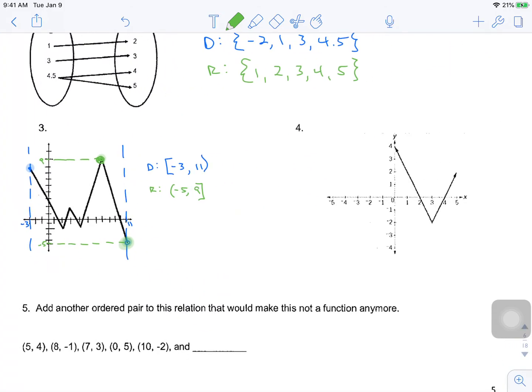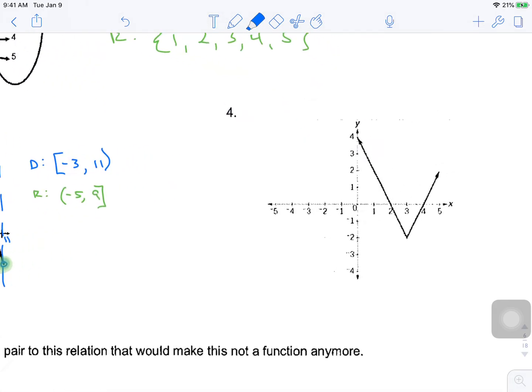Okay, why don't you go ahead and pause the video and try to complete number 4 with the domain and range. This is another continuous function, so it will have to be interval notation like we did in number 3. Okay, so let's take a look, see how you did.